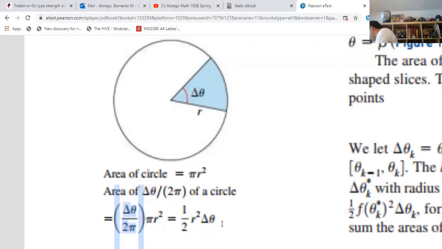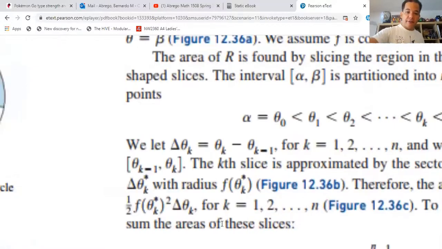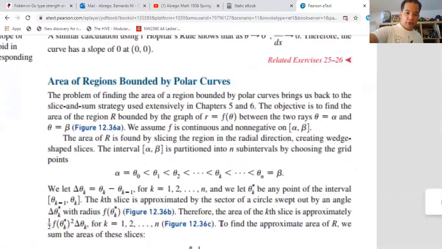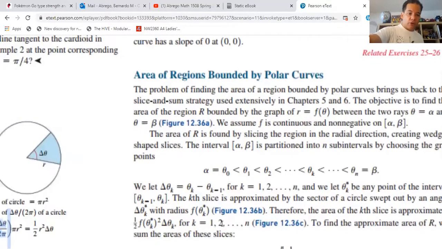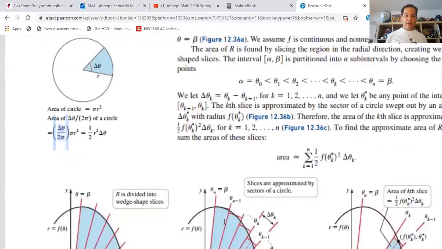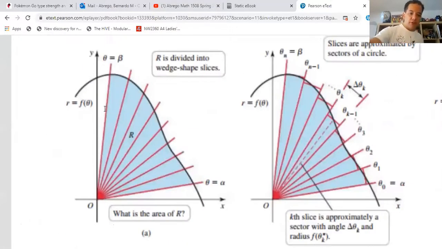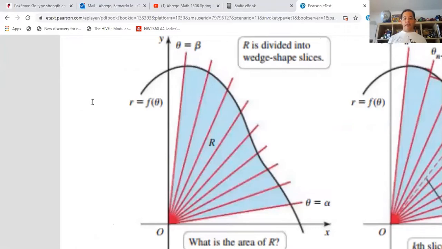Okay, and then what else do we need to figure out the formula? Well, the only other thing we need is to slice, right? So here's what we're going to do. Here's our goal. Our goal is we want to figure out the area. Let me show you this picture. We need to figure out this area, the shaded in blue area. And what is that area? Well, we have this curve r equals f of theta, and we want to find out what is the area from theta equals a to theta equals b.